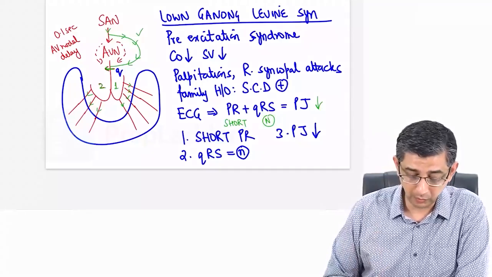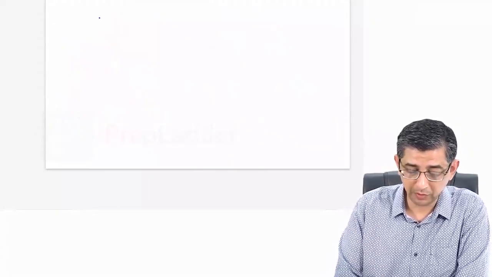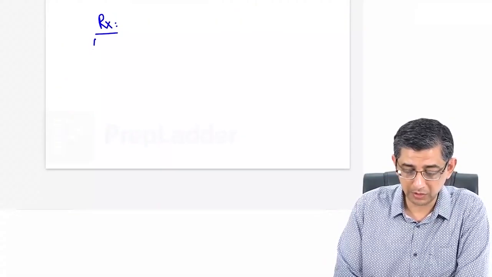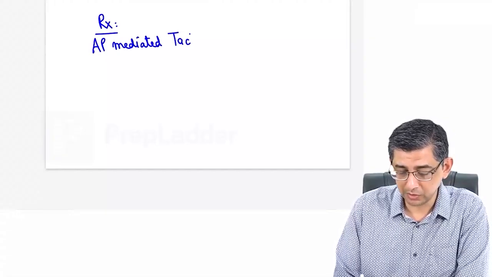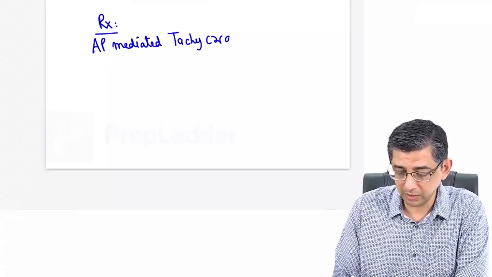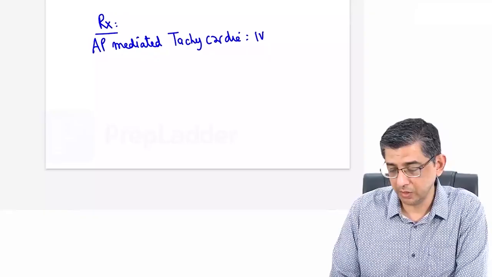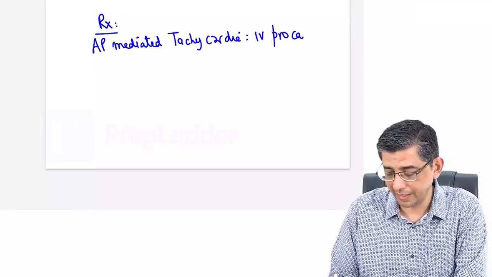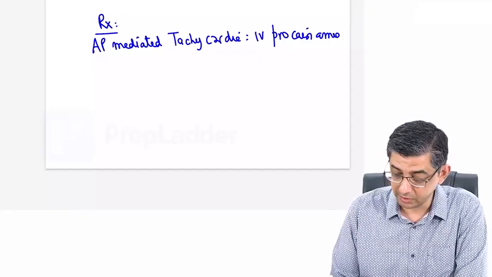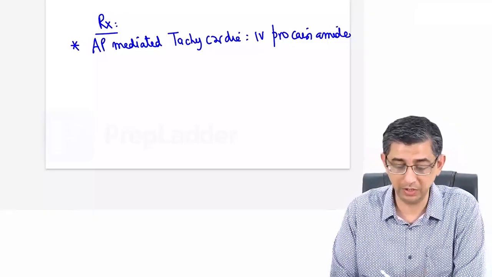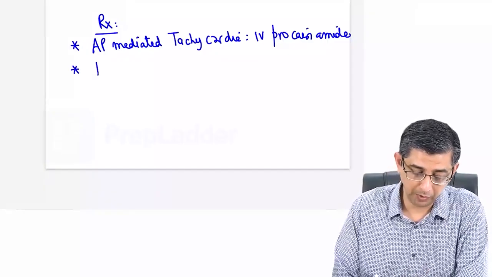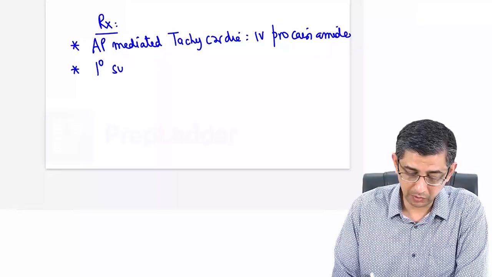Now let us look at the treatment for this condition. In the MCQ for LGL, if they write accessory pathway mediated tachycardia, in those circumstances you will still answer IV procainamide. Today I've taught you procainamide as the drug of choice for two cardiac conditions with a pre-excitation syndrome, WPW and LGL. If they ask how you would prevent such episodes in future?